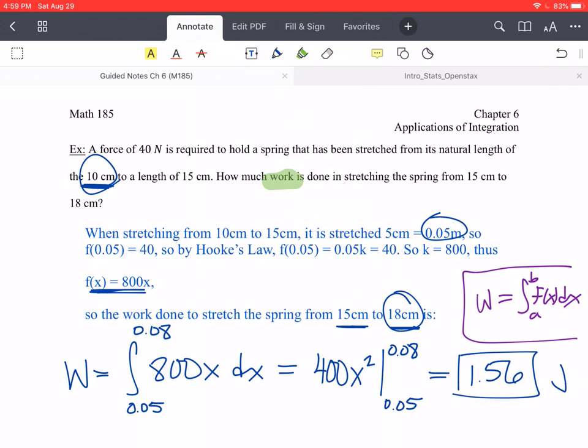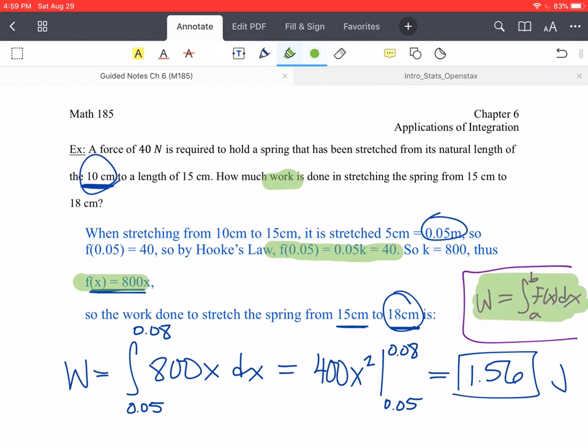So we're combining pretty much all of the concepts from this section in this problem: applying Hooke's law to find k, the spring constant. Once you get the function for force, you can use it in the function for work, and then identify the bounds in terms of the distance past its natural length. How much extra are you stretching it? And then put it in the units of meters instead of centimeters.